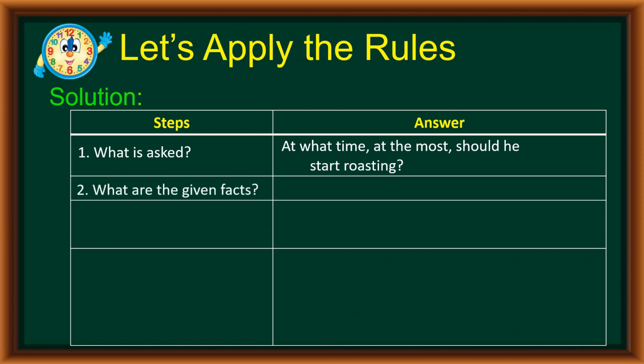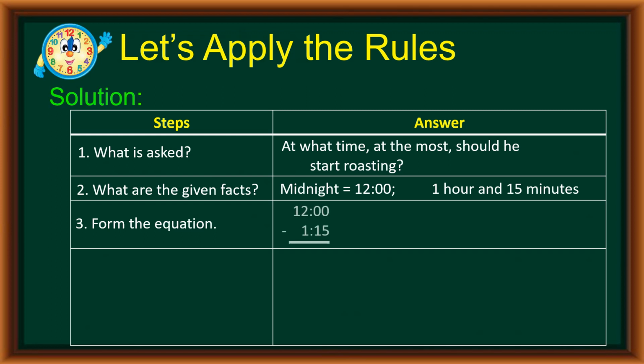The next step is to identify the given facts. We therefore have 12 o'clock as the numerical equivalent of the word midnight. Another value is 1 hour and 15 minutes, which refers to the average time of roasting. After we have laid down the facts, we are now ready to form the equation. The equation would be 12 o'clock minus 1 hour and 15 minutes.